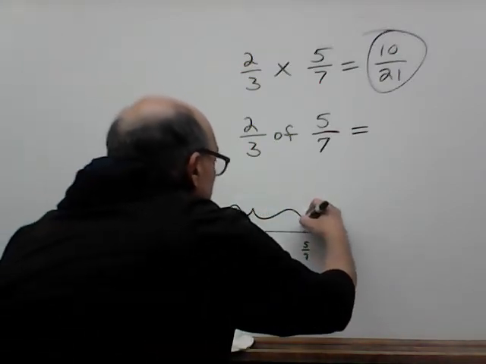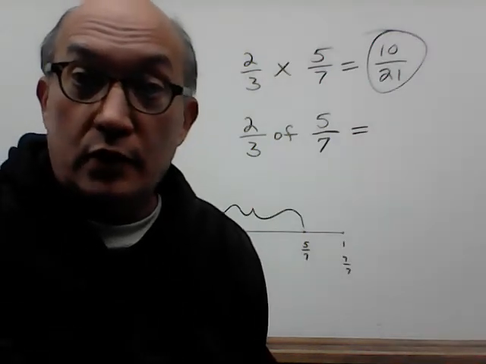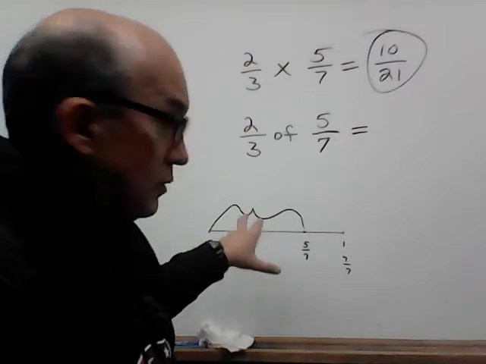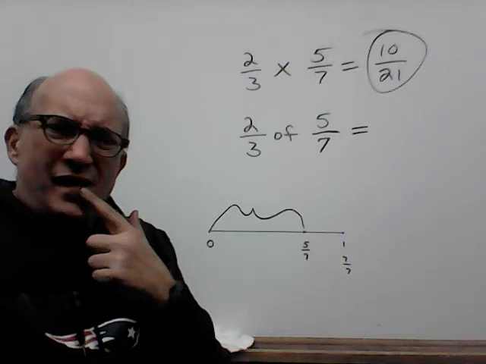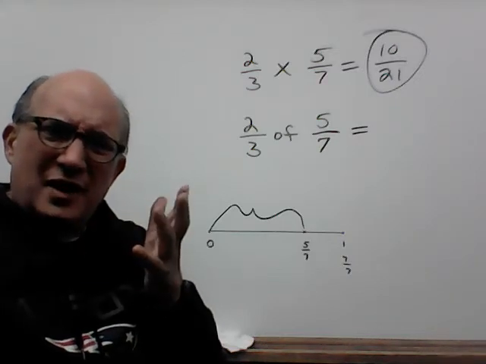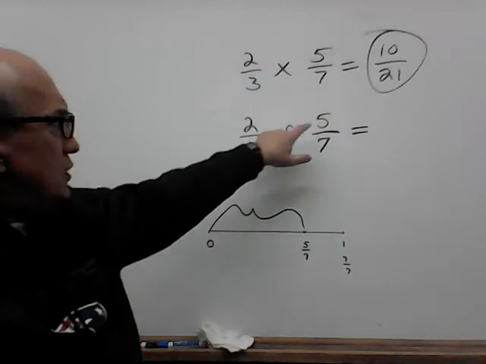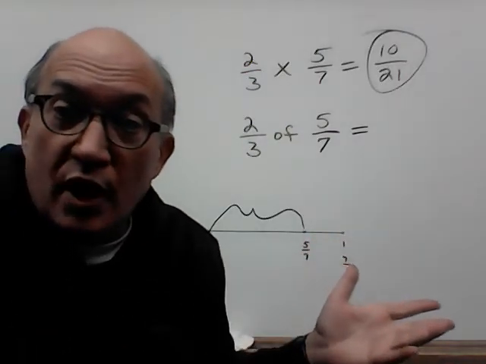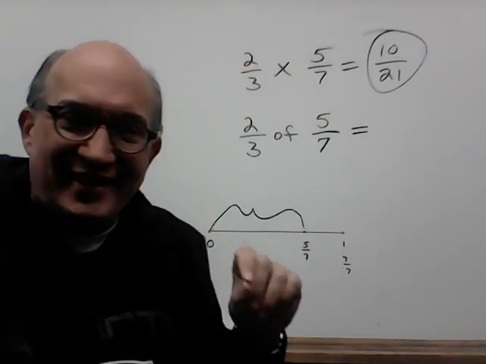Like that. And we want to know where 2/3 of it is. We want to divide this length into 3 equally sized pieces. But how do we do that when it's 5/7? You see, the issue here now is this 3 is not a factor of 5. 5 divided by 3 is not a whole number. So what do we do? Well, here's the answer.